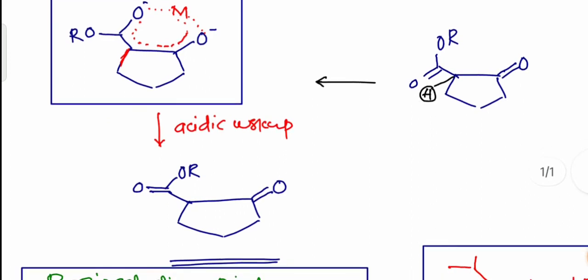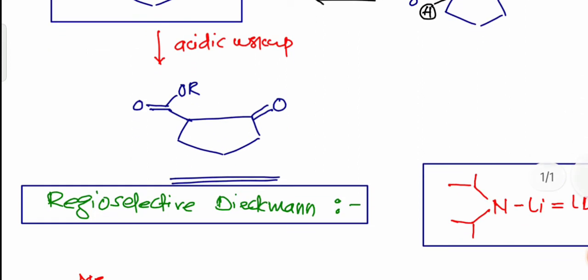So now there are no remaining base equivalents that can abstract the proton. So your final product is what? Beta ketoester. A cyclic beta ketoester will be formed. We will see some reactions of that.